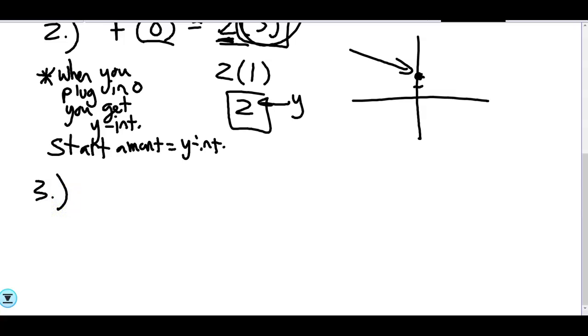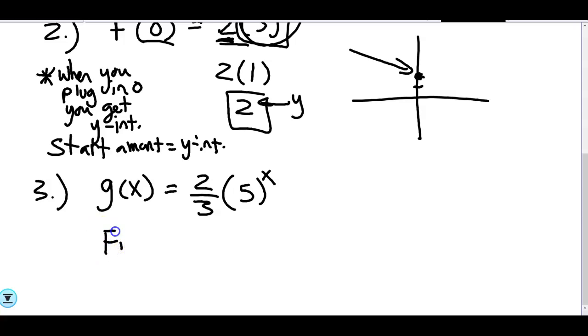All right, here we go. I'm going to give you a new function. I'm going to call this one g of x, and I'm going to say g of x is equal to 2/3, and then I'm going to put 5 to the x power here. And then I'm going to say find g of 2.